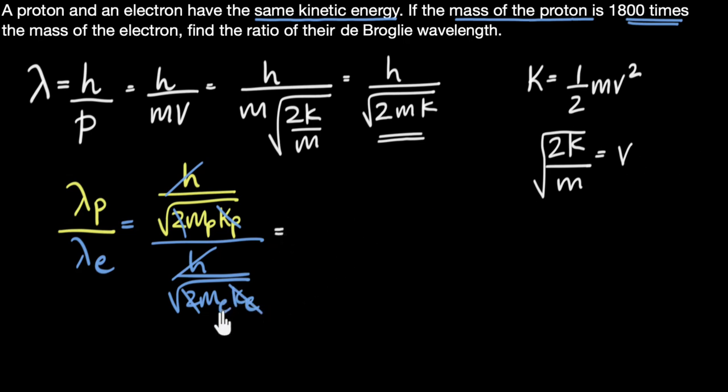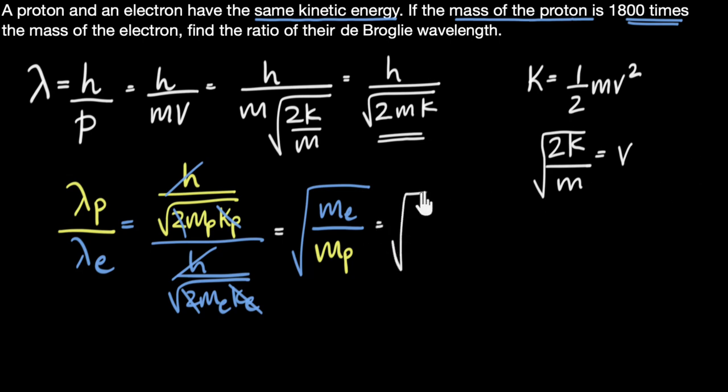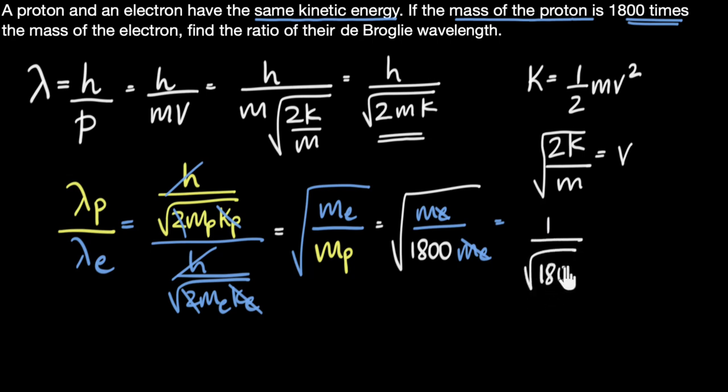And so what we end up with now is this goes on top. Both are under a square root, so I'll write a common square root over here. We'll end up with the mass of the electron divided by the mass of the proton. We know the mass of the proton is 1800 times the mass of the electron. So I just keep the mass of the electron as it is, and the mass of the proton I can write as 1800 times the mass of the electron. This cancels, and I get this answer to be 1 over the square root of 1800.